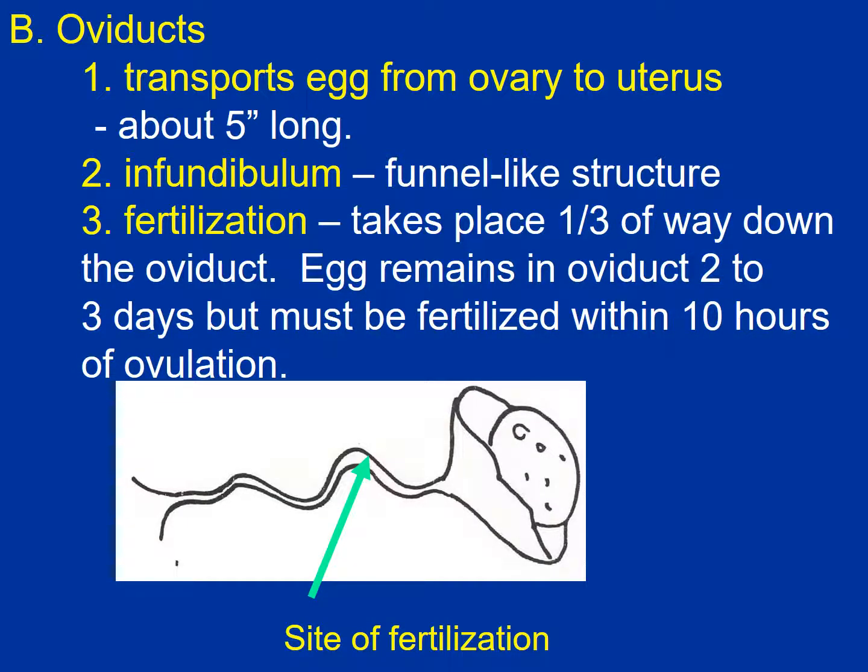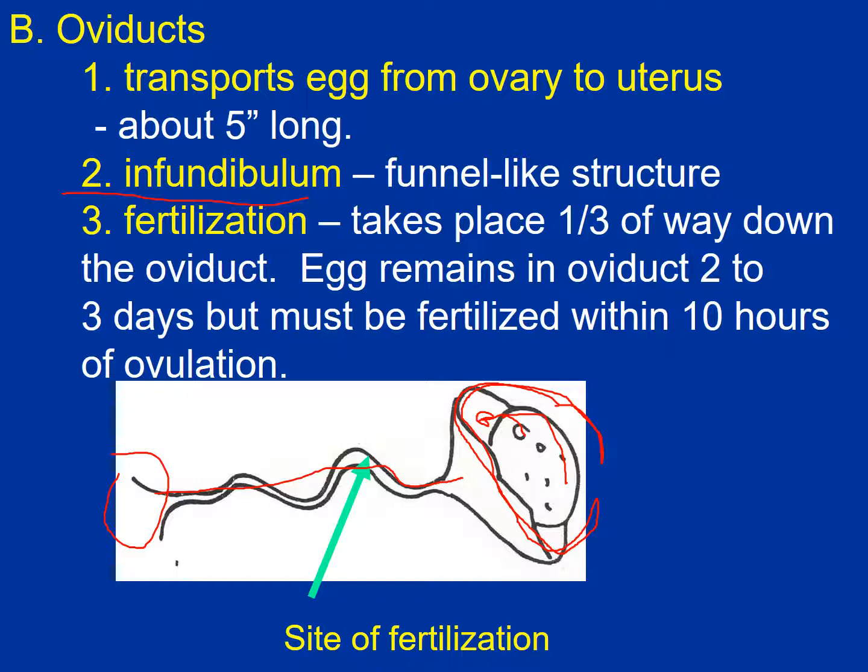Okay, we'll leave the ovary now and go on to the oviduct. Beginning of the oviduct is the infundibulum. So here we have the ovary. The infundibulum is a loose area of skin or tissue that kind of covers the ovary and will collect that egg at time of ovulation. The oviduct connects the ovary area here to the uterus.